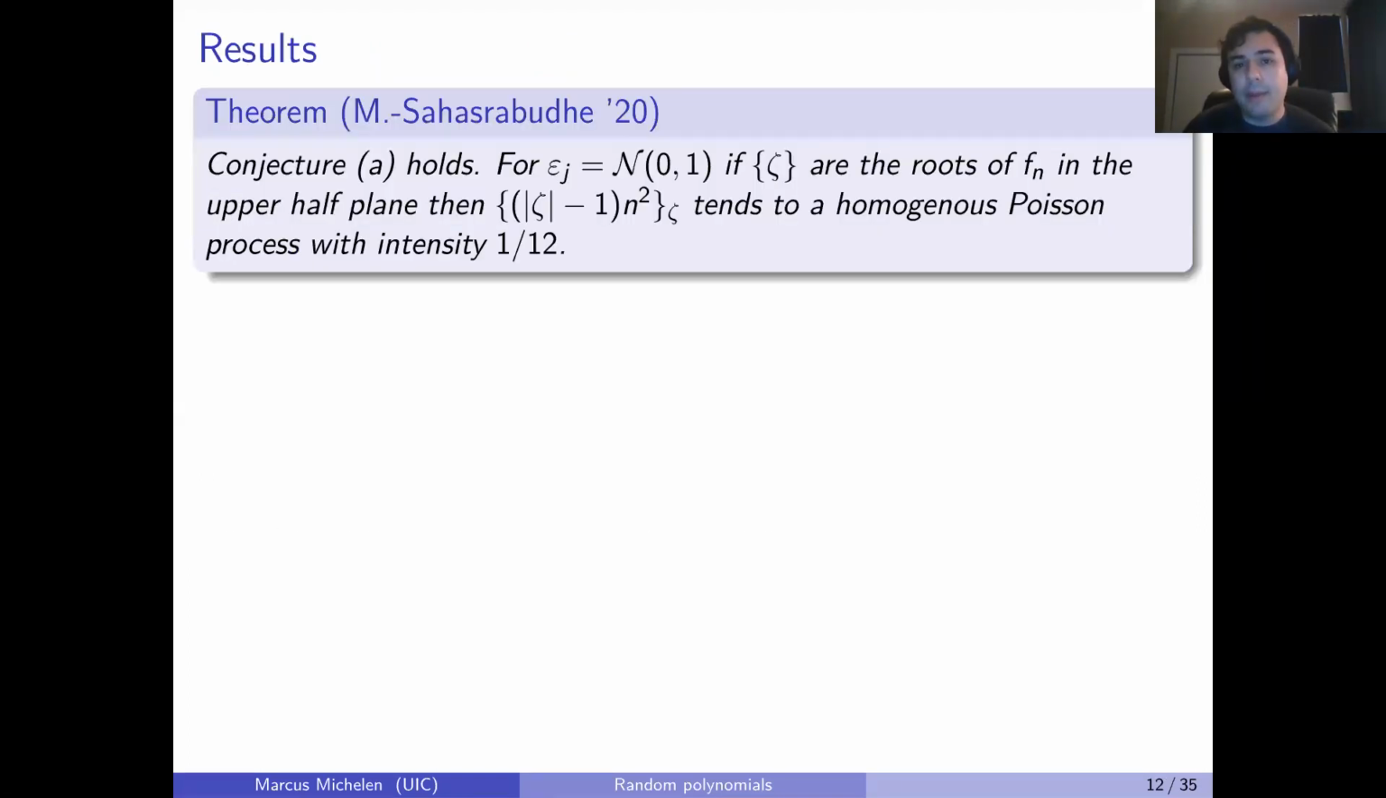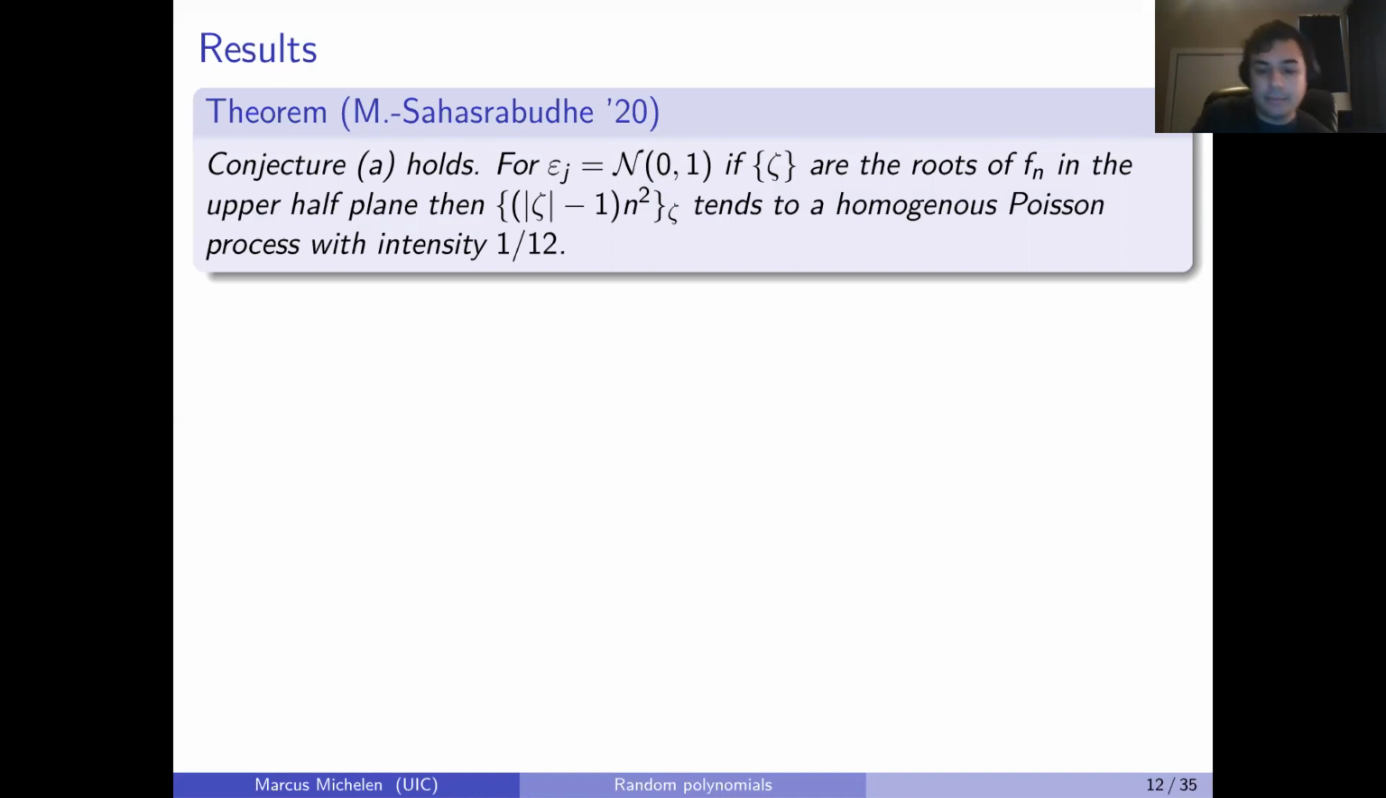What I'm going to talk to you about is a resolution to both of these conjectures. So first, we're able to show that the complex roots indeed behave the way that they expected them to. So if you take a random polynomial with Gaussian coefficients, then the roots are going to tend to a Poisson process when I rescale on the order of n squared away from the unit circle.